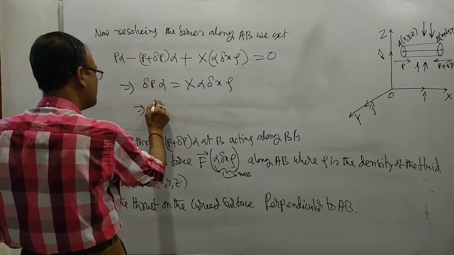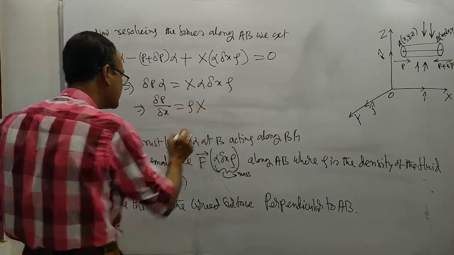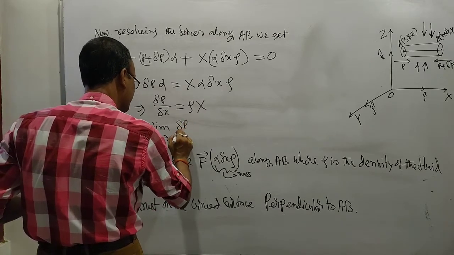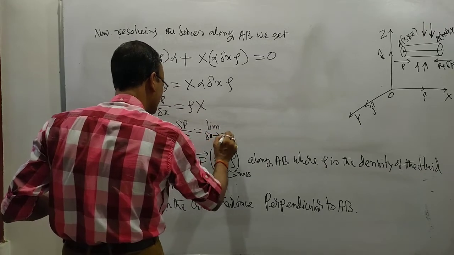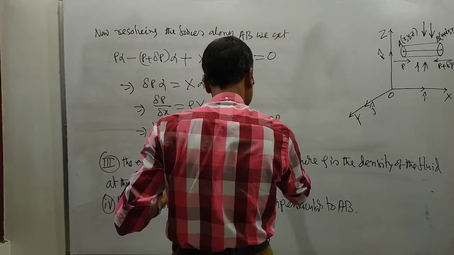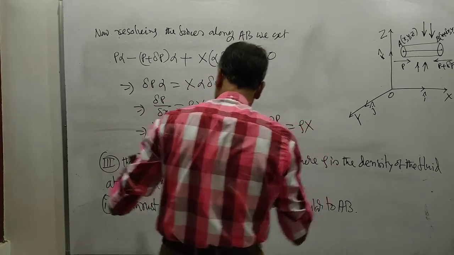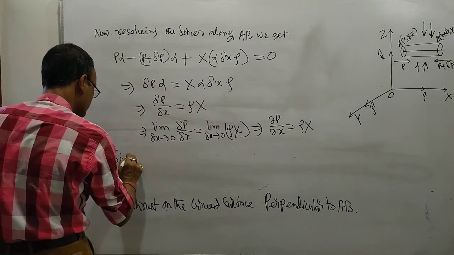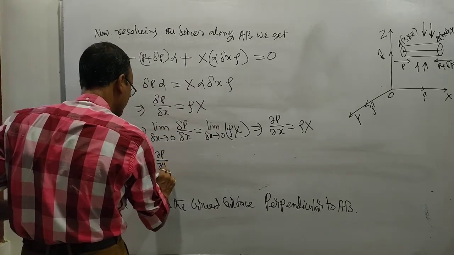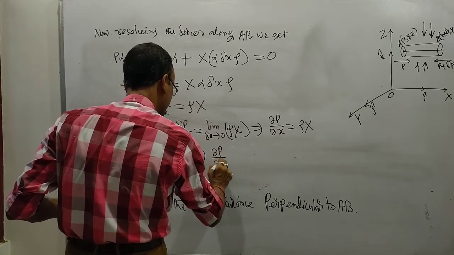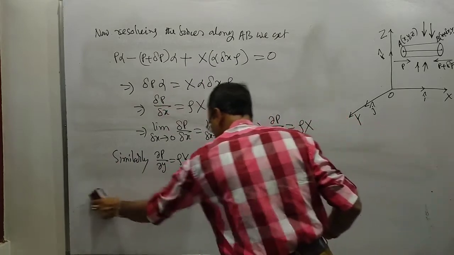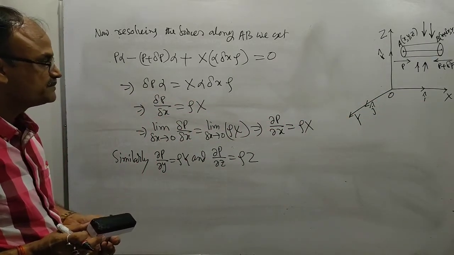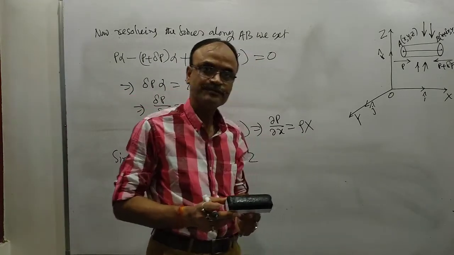Or you may write here delta P by delta x equal to rho into x. Or limit as delta x tends to 0, delta P by delta x equal to limit as delta x tends to 0 of rho x. This means del P by del x, the partial differentiation, will be equal to rho x. Similarly, del P by del y equal to rho y and del P by del z equal to rho z. We have obtained this.